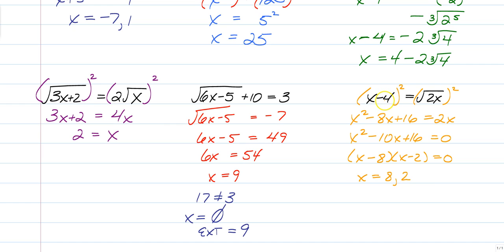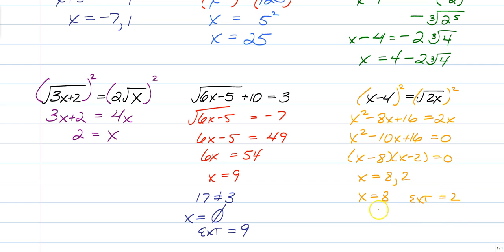So 8 minus 4 is 4. And the square root of 2 times 4 is also 4. So 8 works out just fine. If you plug in 2, 2 minus 4 is a negative 2. But 2 times 2 is 4, and the square root of 4 is 2. So a negative 2 does not equal a positive 2. So in this one, we have x is equal to 8 with an extraneous solution of 2.